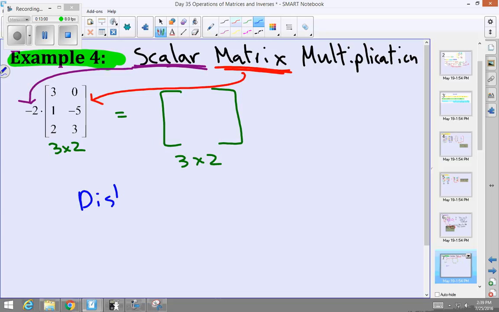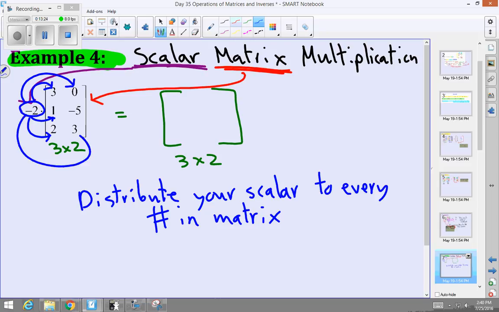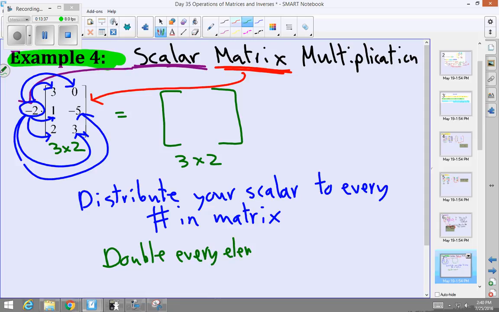So distribute your scalar to every, let's say, number in the matrix. So that negative 2 is going to go to the 3. It's going to go to the 0. It's going to go to that, there, here, and here. You're doubling every element in the matrix. So if that's another way to write it, you can say that: double every element in the matrix.